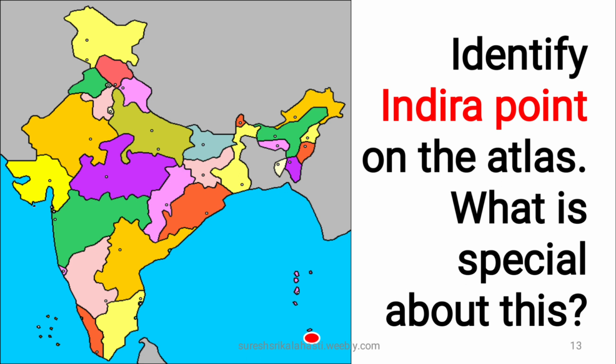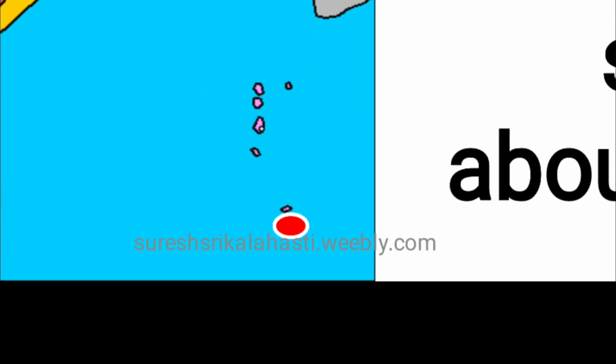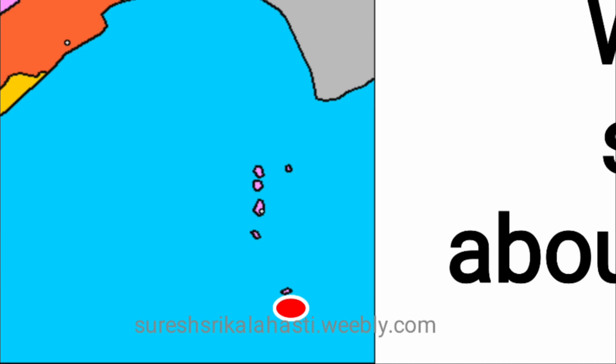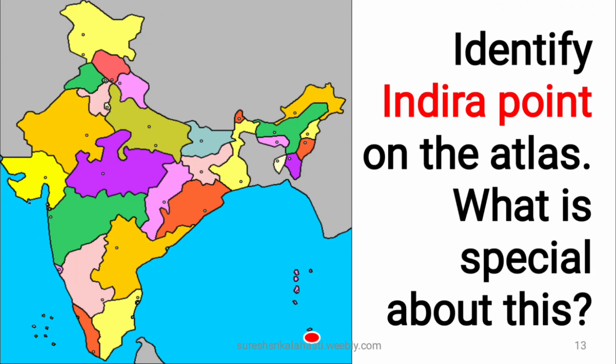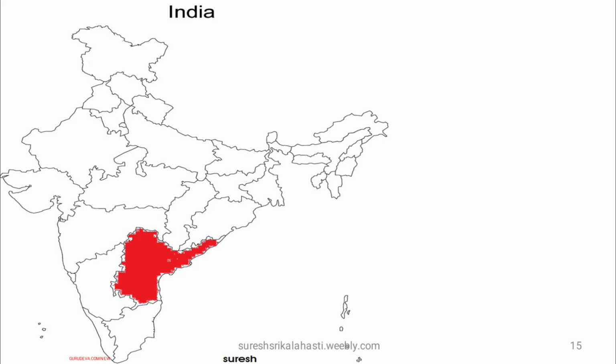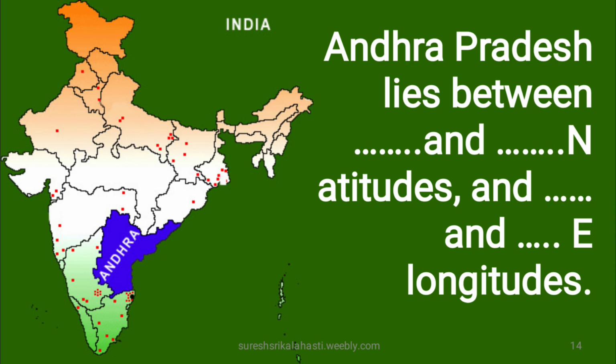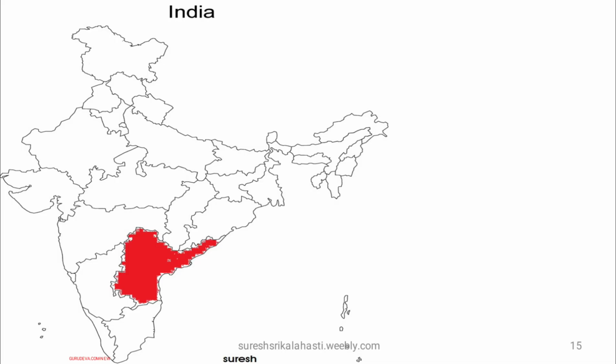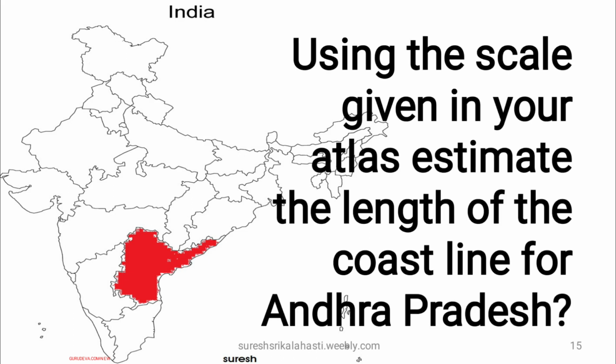Identify Indira Point on the map. What is special about this? See here, this is the location of Indira Point. Andhra Pradesh lies between dash and dash north latitudes and dash eastern longitudes. So this is the location of Andhra Pradesh. Using the scale given in your atlas, estimate the length of the coastline of Andhra Pradesh. The coastline of Andhra Pradesh is nearly 972 kilometers.